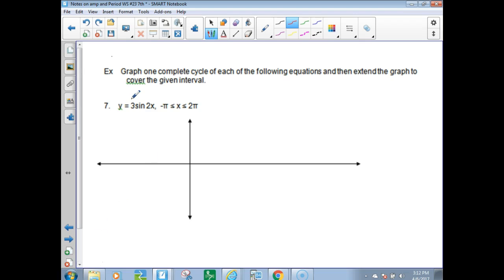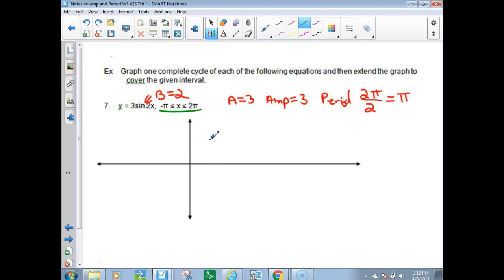Number 7. Oh, 2 things going on. Amplitude change and a period change. So the A value is 3, which tells me my amplitude is 3. My period is found by doing the old period, which is 2 pi, divided by the B value. And B is 2. So, 2 pi divided by 2 is pi. But look what it told us to do. It said to go from negative pi to 2 pi.